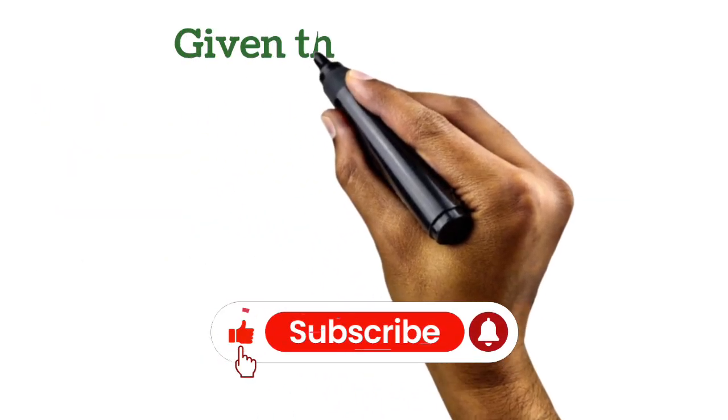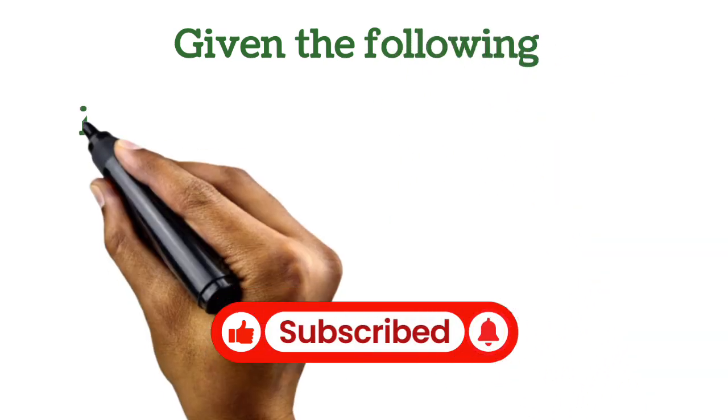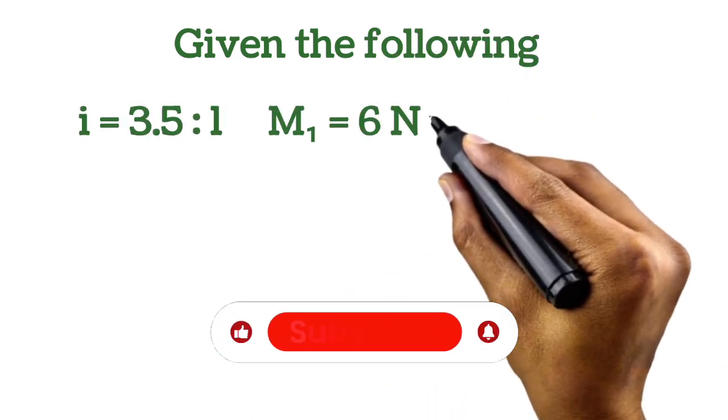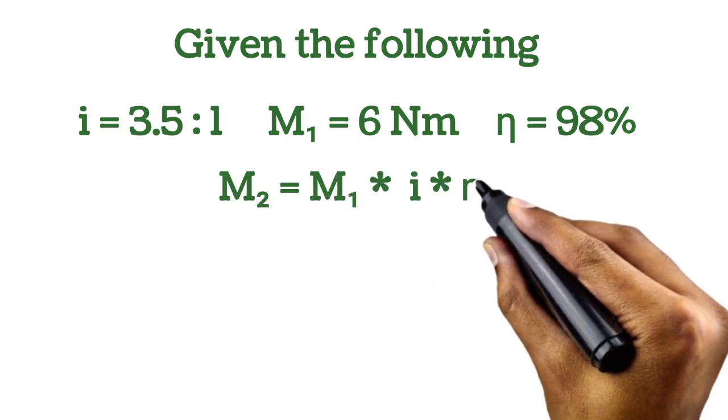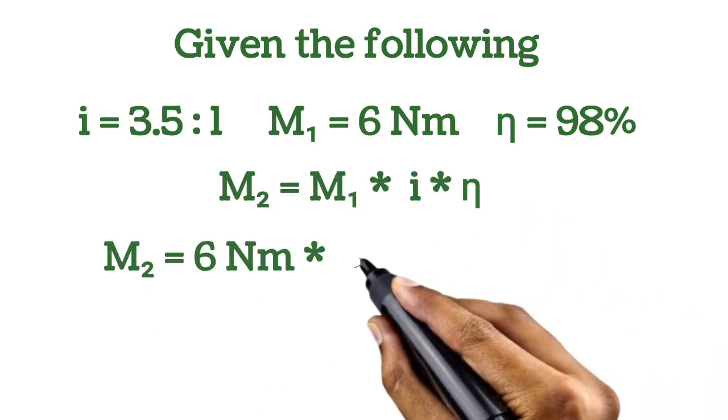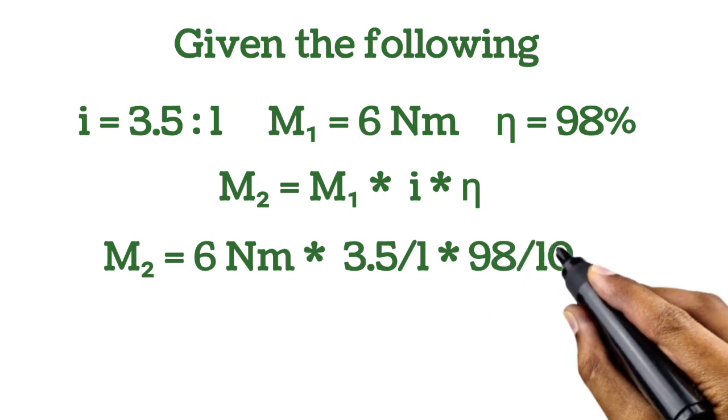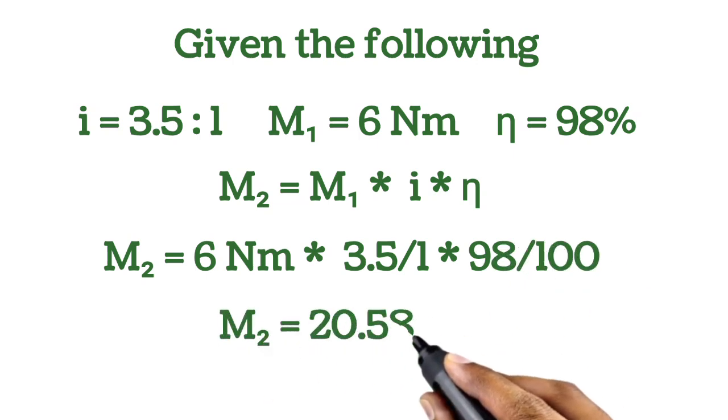Given the following, I is equal to 3.5:1, M1 is equal to 6 Nm, efficiency is 98%, M2 is equal to M1 times I times efficiency. Multiplying through, we have M2 is equal to 20.58 Nm.